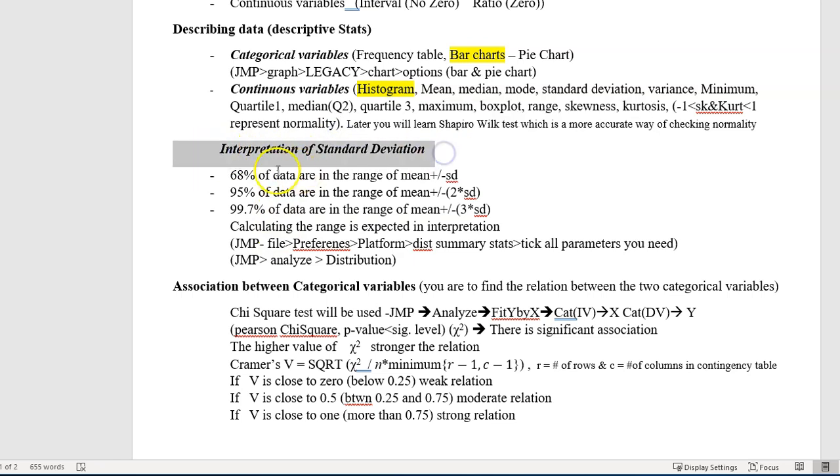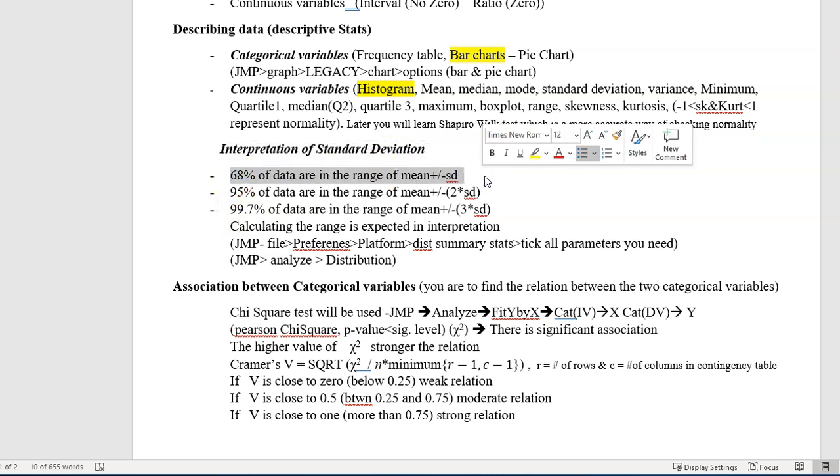Interpretation of standard deviation. I told you 68% is one time standard deviation plus minus the average, and 95% is 2 times. So I might give you the range and ask you what percent that is. You need to calculate all 3 and see which one matches the number on here.